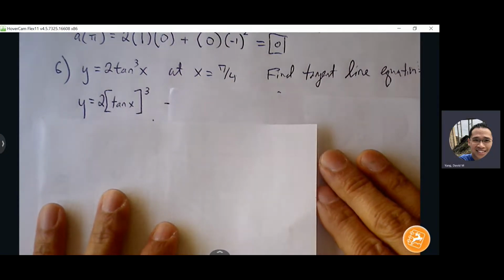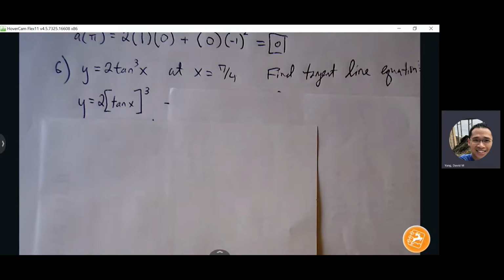Okay, so this is where I would start. I'll rewrite it as 2 bracket tangent x bracket cubed. It's going to be helpful in terms of evaluating. It's also going to be helpful when we find the derivative. So let's find the ordered pair first, right? I can insert pi over 4 in for x. That can get me my y value, and I can get that out of the way.